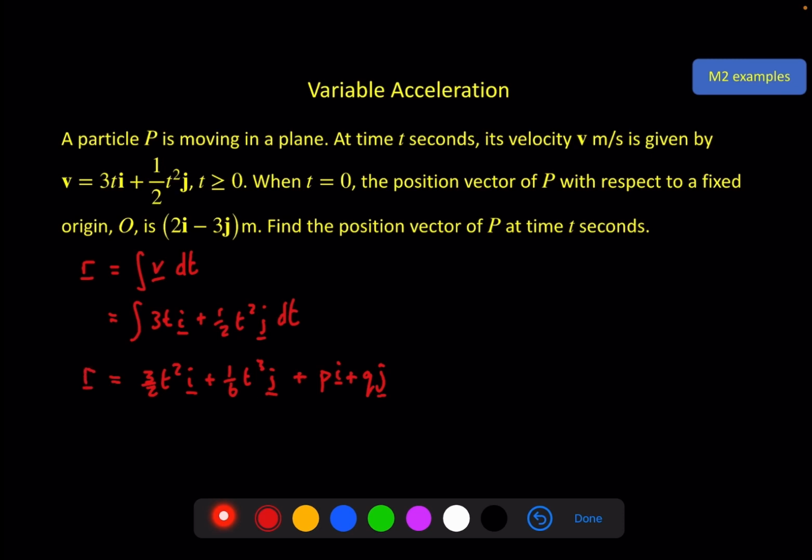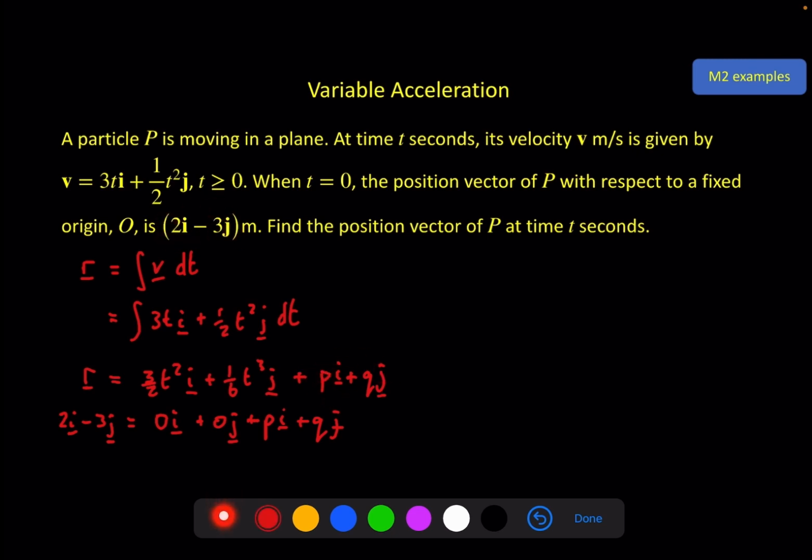So this is the general solution. Now I put in my boundary condition. R is equal to 2i minus 3j when t is equal to 0. So when t is 0, this is 0i plus 0j plus pi plus qj. So quite easy here. We find that p is 2 and q is minus 3. So this is the constant here.